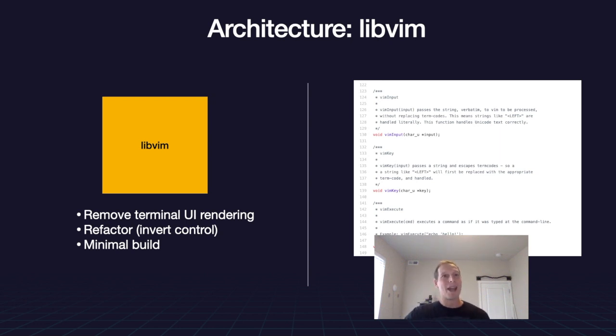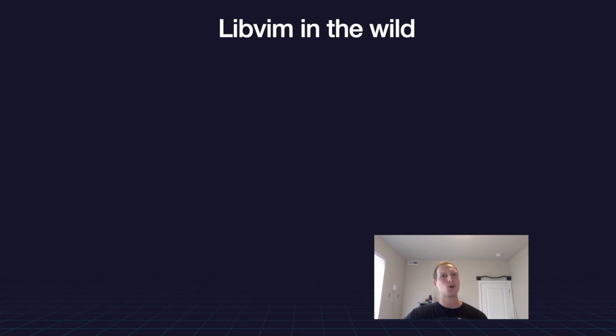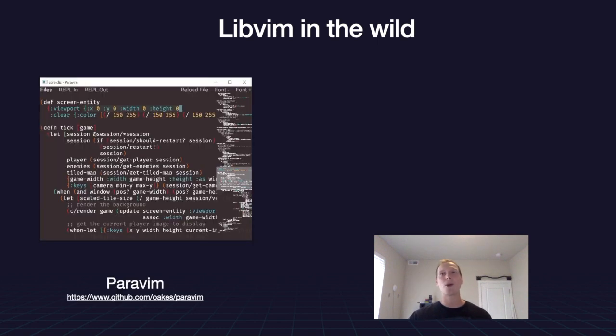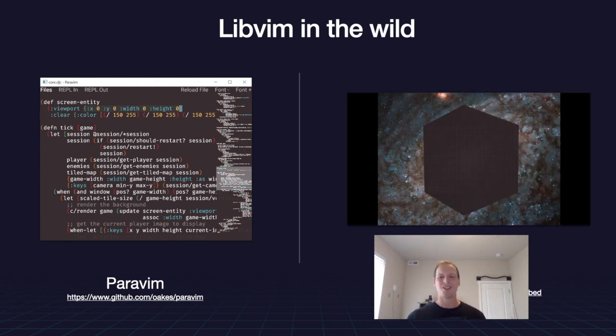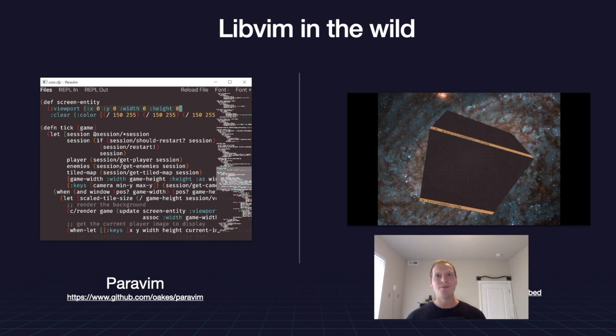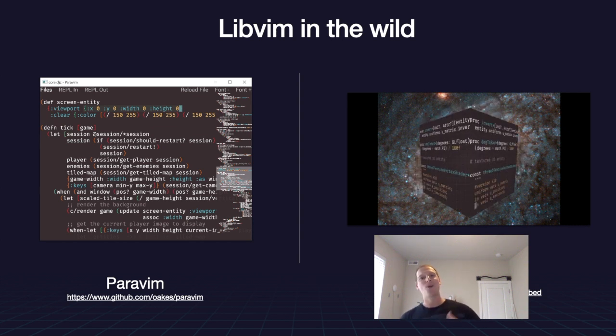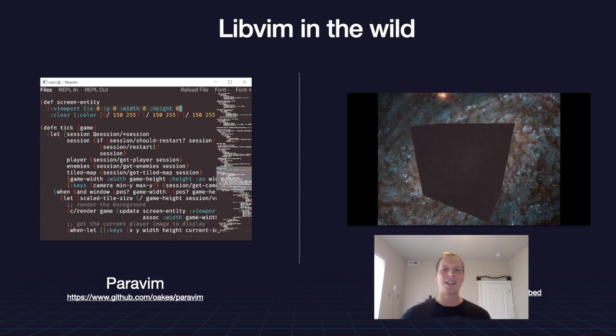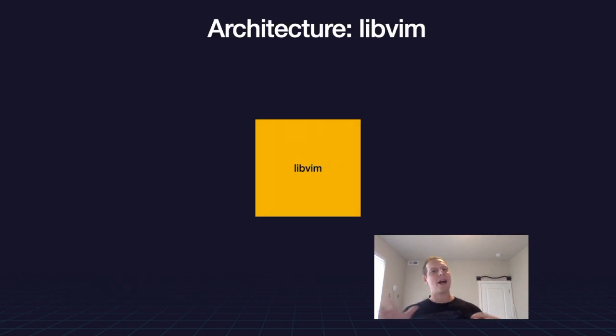Now, Onivim is the main consumer of libvim, but there's a cool project that uses it to create a Vim-powered editor in a game UI called Paravim, and it uses it for both Nim and Clojure. Same author also built this really cool Vim cubed project, which uses libvim, adds a render on top, and renders it out to this spinning cube. I think that's pretty cool. All right, so back to libvim.